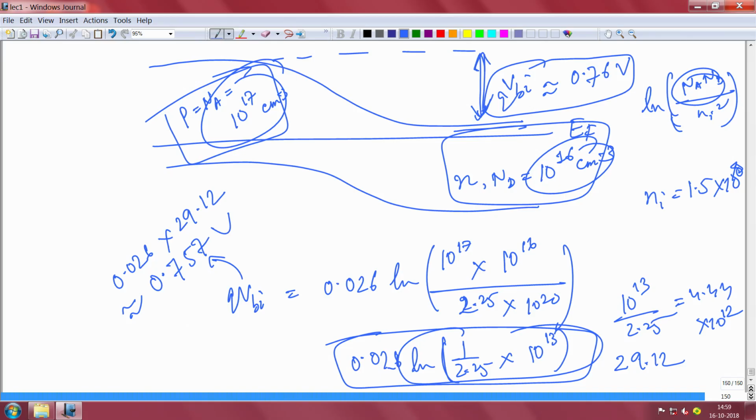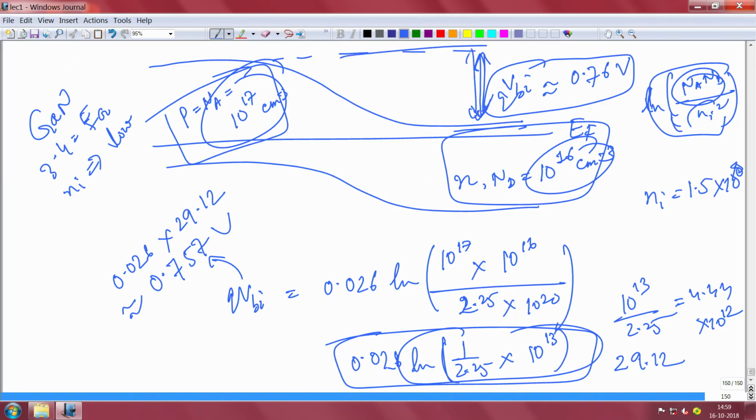If, on the other hand, you take a narrow bandgap semiconductor, your Ni will be very large, then your built-in potential will be very small. If you take a wide bandgap semiconductor, say gallium nitride, the bandgap is 3.4 eV, so your Ni will be very, very low. If Ni is very low, then the kT by q times this quantity, the built-in voltage, will be large. So a larger bandgap corresponds to a larger built-in voltage, and a larger doping also corresponds to a larger built-in voltage. And built-in voltage is very intricately connected with the length of the depletion region.